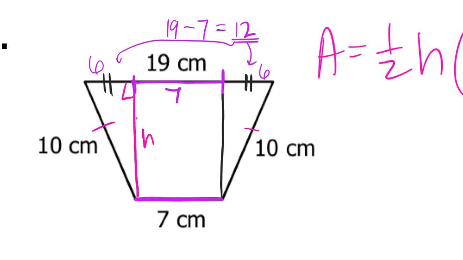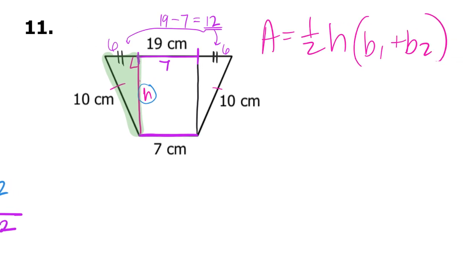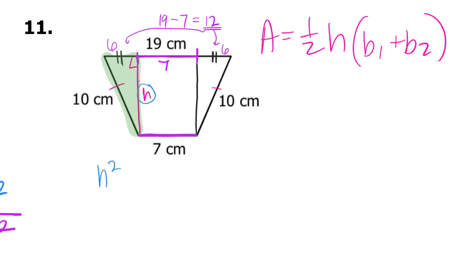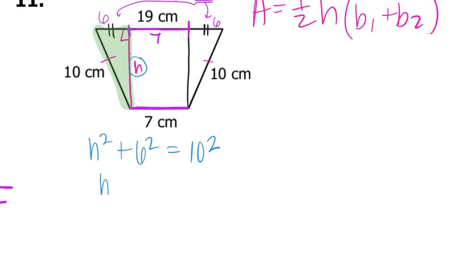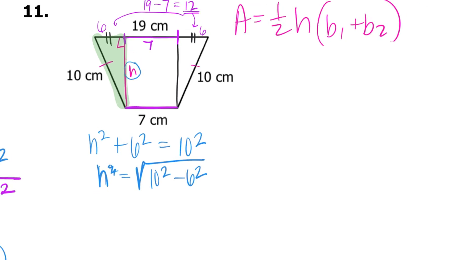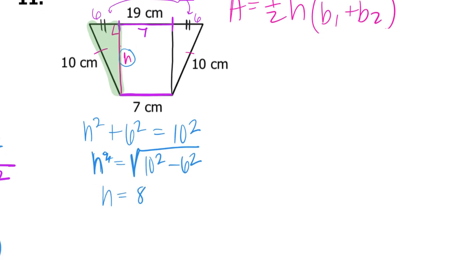And now we have everything we need to figure out this height, because now we have this right triangle over here and we have 2 sides of that right triangle. So let's go ahead and do Pythagorean theorem. It would be h squared plus 6 squared equals 10 squared. And then we can go ahead and solve this out. h would equal the square root of 10 squared minus 6 squared, which is 8.